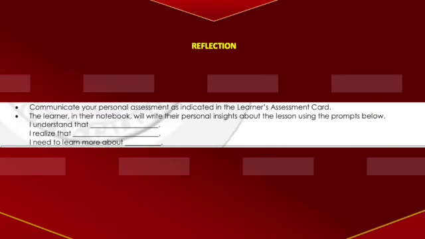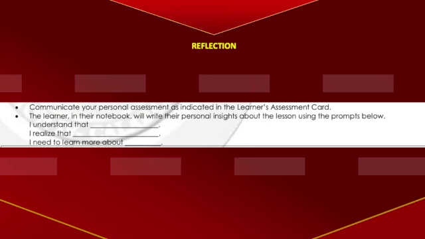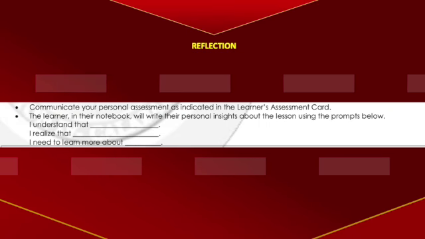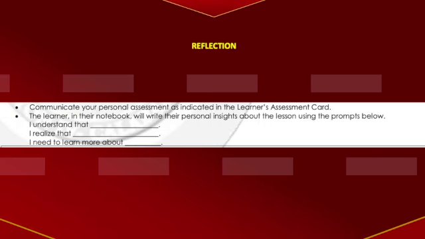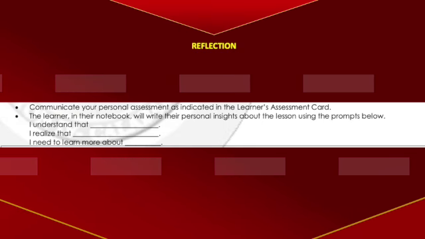So, in your notebook, just sort of reflections here. In your notebook, communicate your personal assessment as indicated in the learner's assessment card. So, sa notebook nyo, pakisulat, of course, the 3 main things that I need to ask in your reflection part. Number 1 is, I understand that. Just continue this statement. I understand that. Number 2, I realize that. And number 3, I need to learn more about. So, those are the things that you need to reflect on.